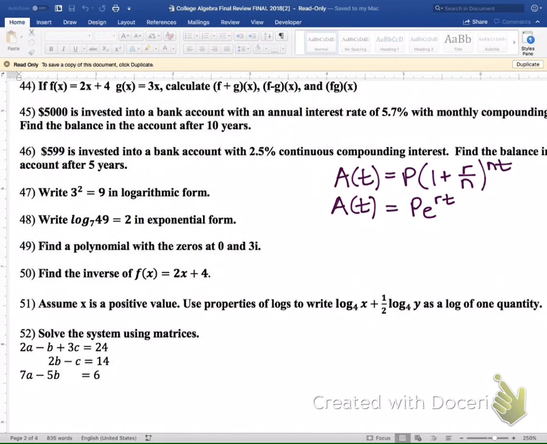I feel like there was a question like 47 or 48, which is really nice. Write those in logarithmic or exponential form. Should be super easy.